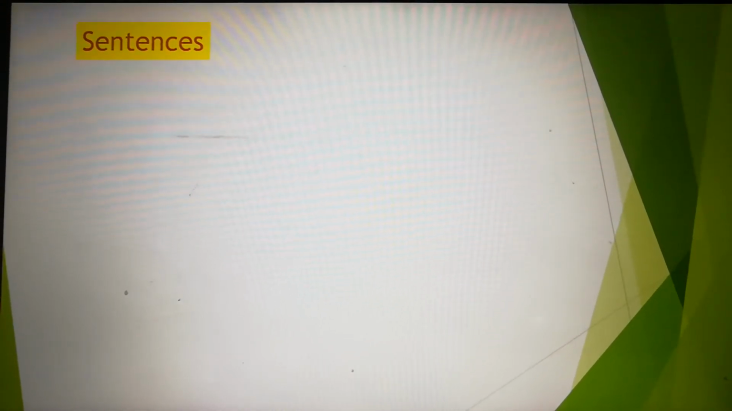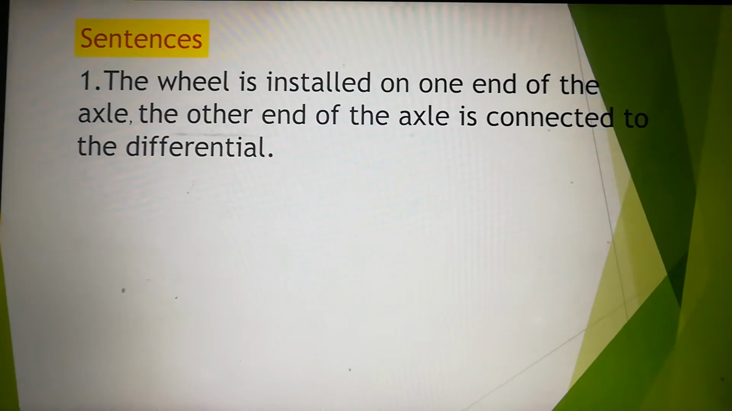Hello everyone. In last lesson, we learned how to express some chassis terminology in Chinese. In this lesson, we learn some sentences. Look at the first one.